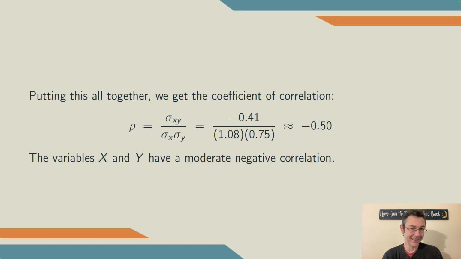So, putting that all together, we get the coefficient of correlation, negative 0.41 divided by 1.08 times 0.75, we get negative 0.50. Now, correlation always runs between negative 1 and 1, and when we have a negative covariance, we also have a negative correlation. So, between 0 and negative 1 in this case, we'll consider that to be a moderate negative correlation.